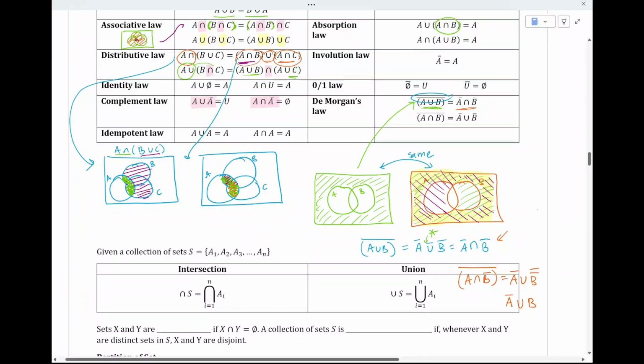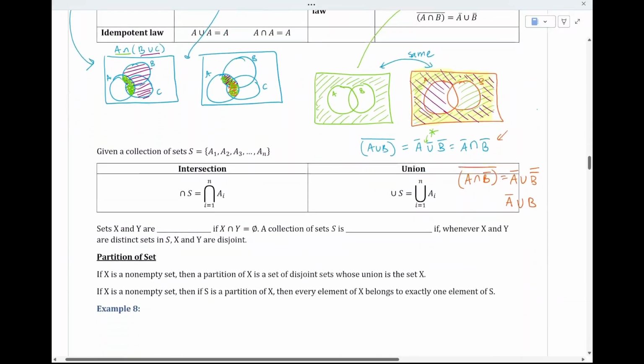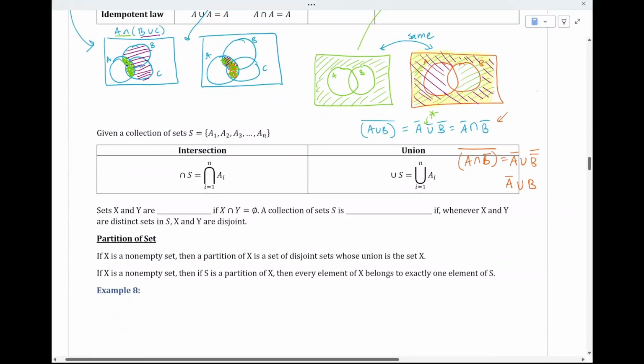Okay, next up is extending the ideas of intersection and union to multiple elements. So if I have a collection of sets where S is the set that contains A1, A2, A3, all the way up to AN, where each of those is a set, and I wanted to find the intersection of S, I can look at the intersection of each of those individual sets. And I can do the same thing with the union.